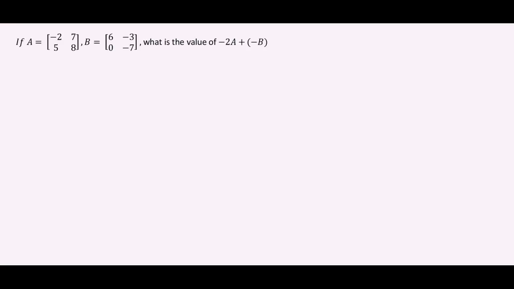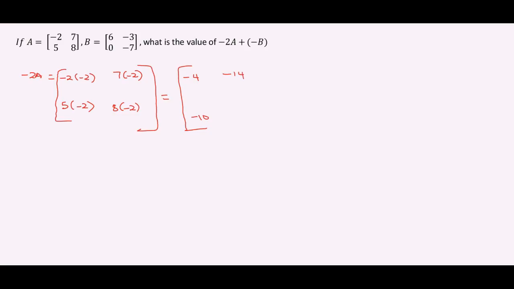So let's apply this. We're going to have negative 2A equal to negative 2 multiplied by negative 2, 5 multiplied by negative 2, 7 multiplied by negative 2, 8 multiplied by negative 2. So this is going to give us negative 4, negative 10, negative 14. Sorry, this is going to be positive 4. And then this is negative 16.